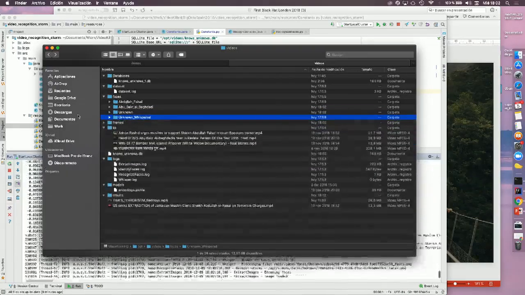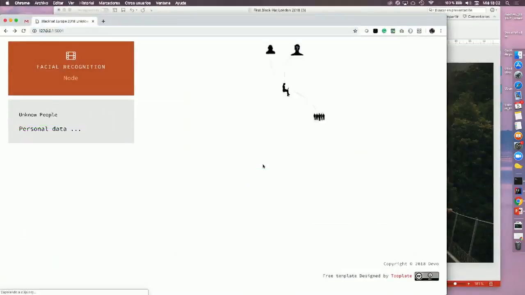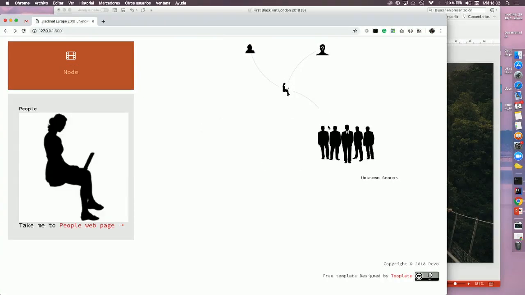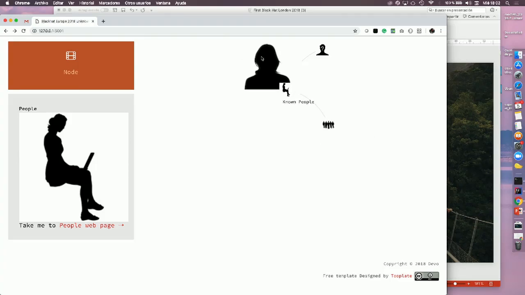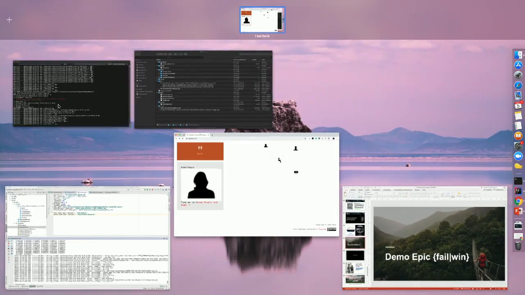So to show this, it's better to use a graph. In this case, I don't remember who is who. This is the unknown groups. I prefer the known people. We will see the known people. There are no known people.